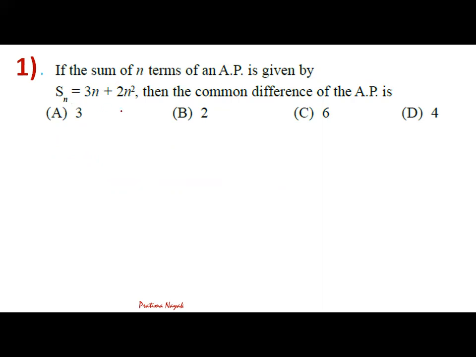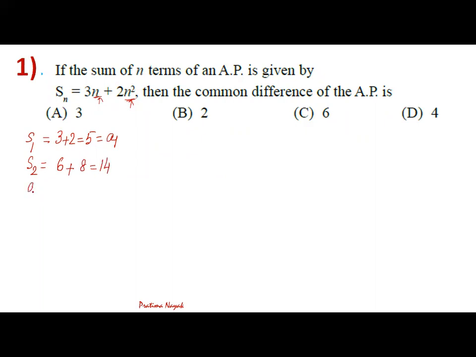To get the common difference, we take S1. How to get S1? You put n equal to 1, then it will be 3 plus 2, that will be 5. And you know that S1 is the same as A1. Next you will go for S2. You put 2 here and 2 here. So 3 times 2 is 6 plus 2 times 4, that is 8. So it will be 14.